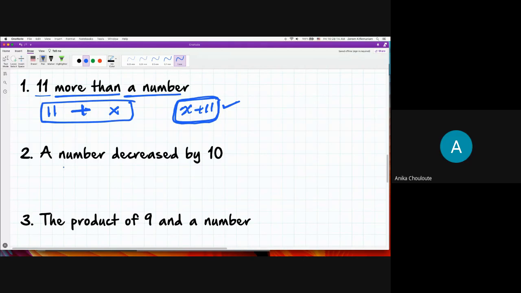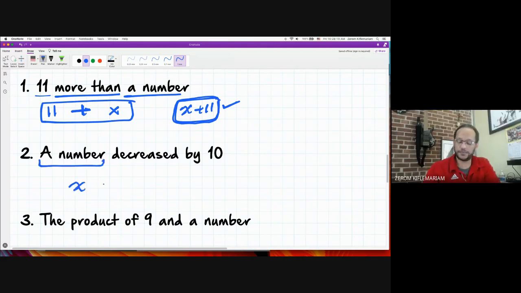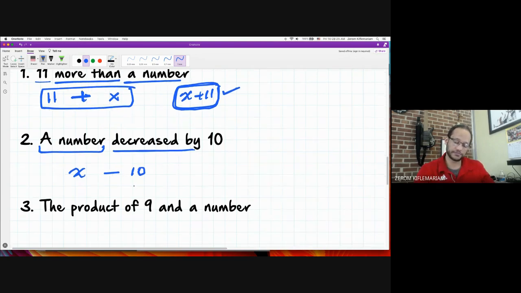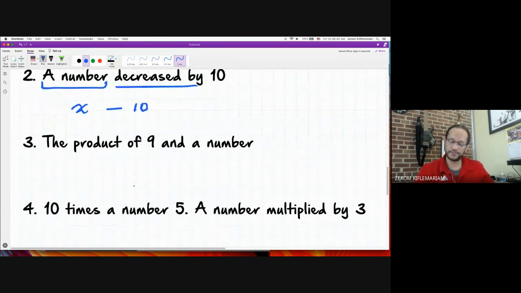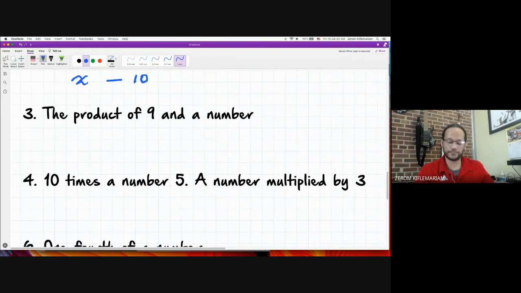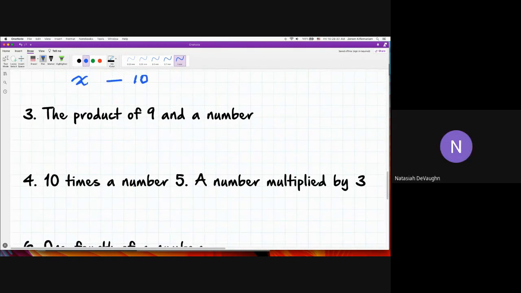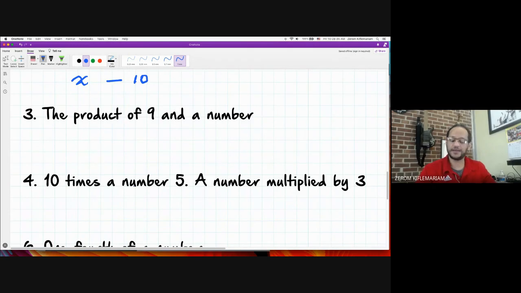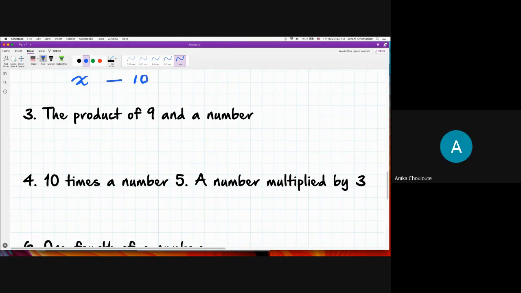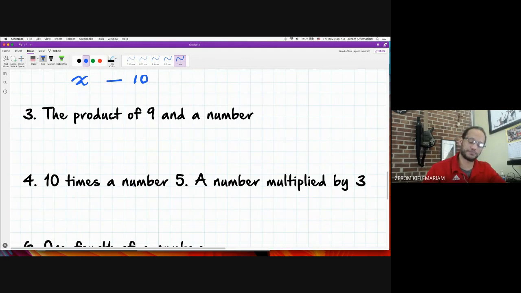Number two would be what? X minus 10. A number is x, thank you. Decreased by would be subtraction. 10 would be the correct one. Order matters over here. Number three. X divided by 9? Read it again. Nine times X. It should be multiplication because the product of is multiplication.